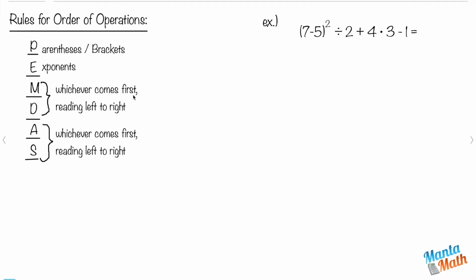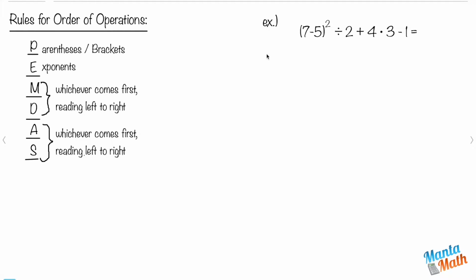Let's go on to the rules for the order of operations. When you're given a question, you first want to solve the parentheses or brackets. Whatever's inside, regardless of the sign, you want to solve for that first. You then move over to the exponents and solve for those. Then for multiplication and division, whichever comes first when reading left to right, it doesn't matter about the order here. And the same goes for addition and subtraction, whichever comes first. So let's do an example.